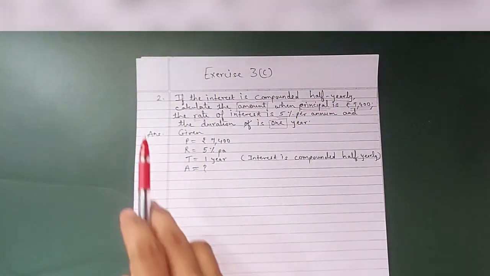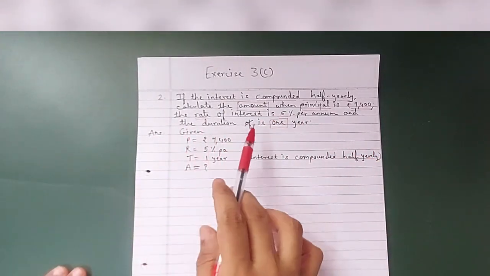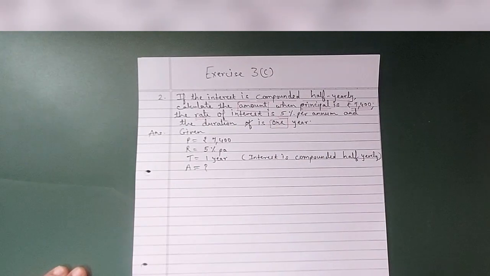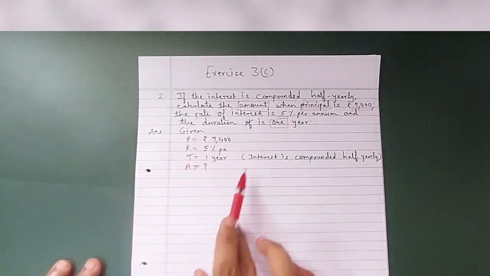Let's get started with sum number 2. If the interest is compounded half yearly, calculate the amount when principal is rupees 7,400. The rate of interest is 5% per annum and the duration is 1 year. So in that case, all these things are given to you.